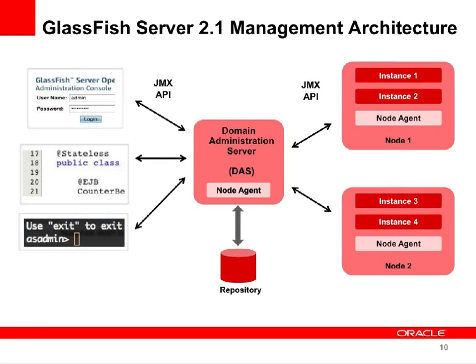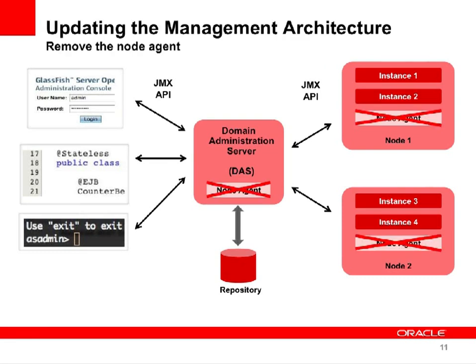Now, all of these components interact with each other using a JMX-based API in GlassFish Server 2.1. That's just an implementation detail, but they do use JMX in 2.1. So as we move toward GlassFish 3.1, one of the things that we've done is we've removed the node agent.